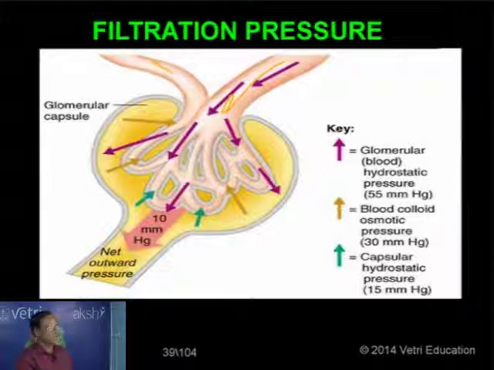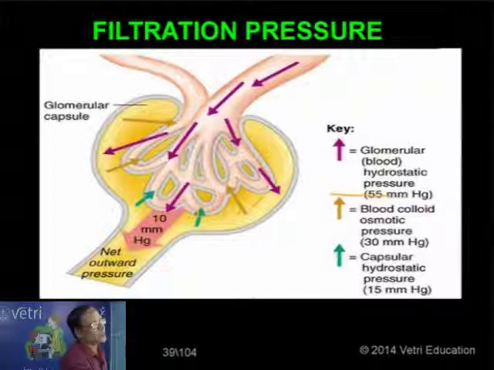Now the second one, the colloidal protein found in the blood. This yellow arrow marks the pressure created by the blood colloidal osmotic pressure because of the proteins found in the blood, that is about 30 millimeters of mercury. And then we have the capsular pressure. The fluid collected here also creates some pressure against the hydrostatic pressure of the blood, and that is called the capsular hydrostatic pressure. It is about 15 millimeters of mercury.